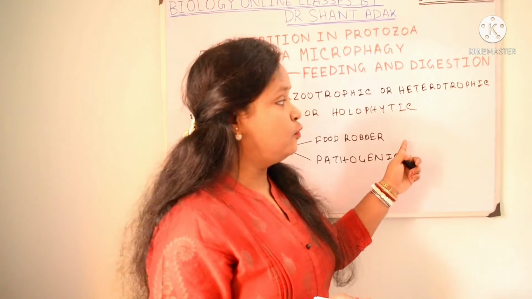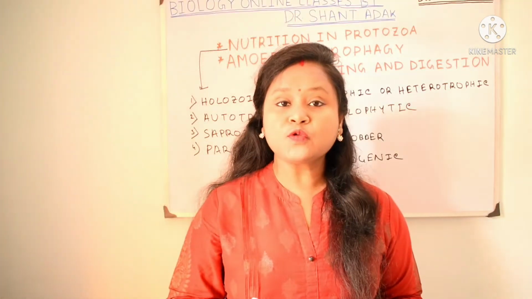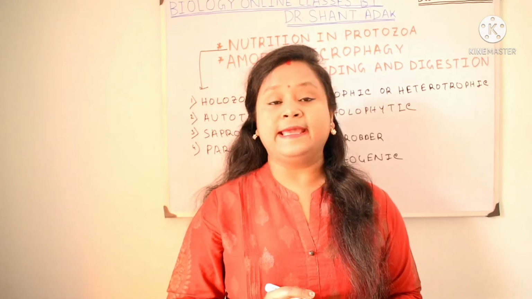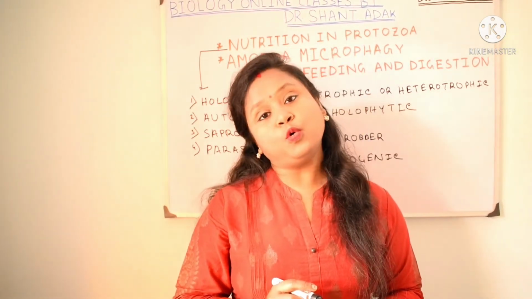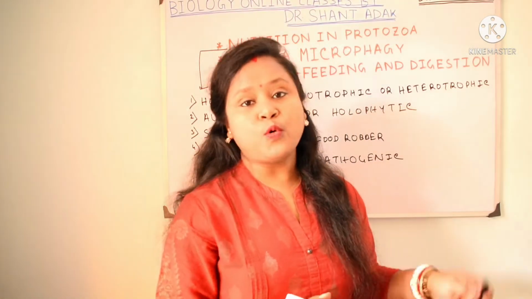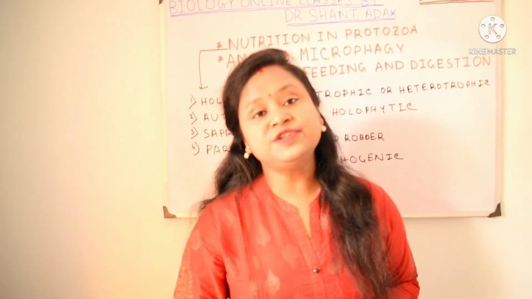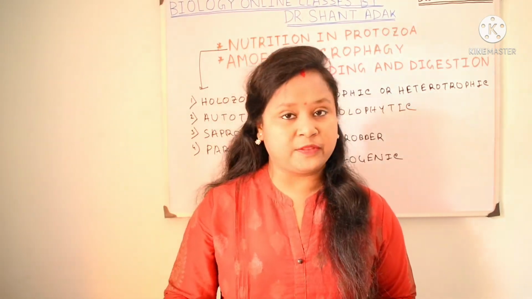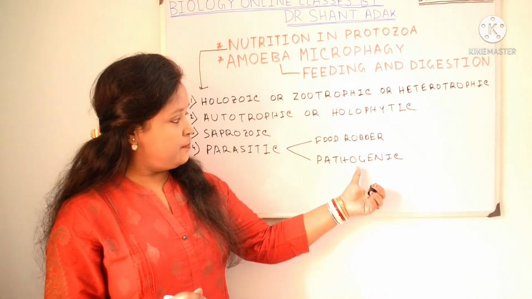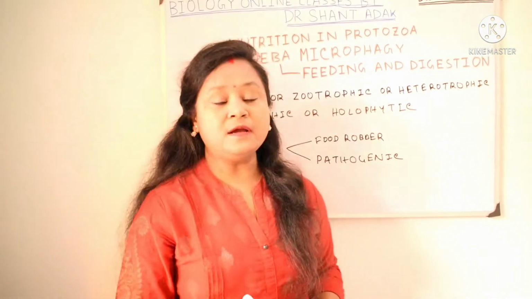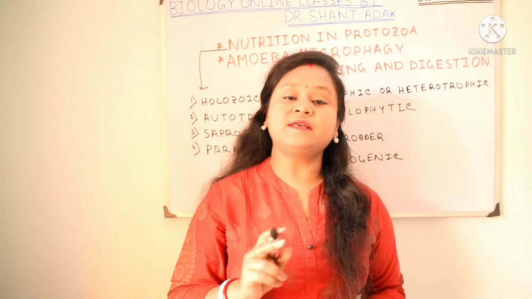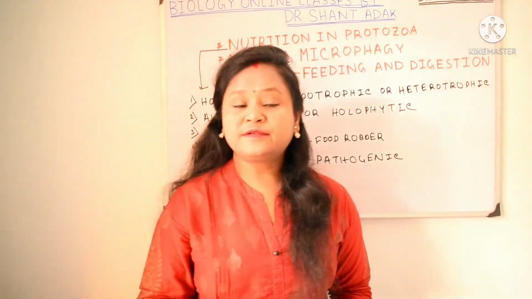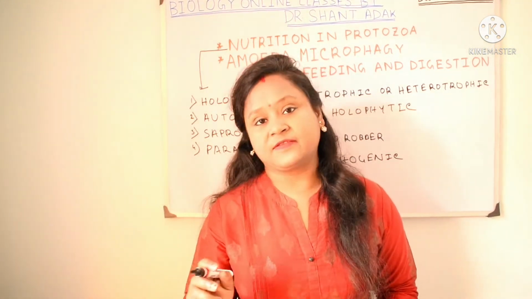First of all, food robber. What is this type of nutrition? Protozoa feeding upon the digested or undigested food of their hosts are known as food robbers. Examples: Balantidium, Nyctotherus, etc. Food robbers are generally non-pathogenic. The next type, pathogenic, means feeding on living tissues in liquid form and absorbing it through the body. Examples: Trypanosoma, Plasmodium, etc.